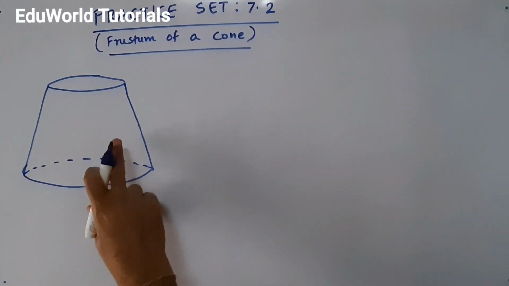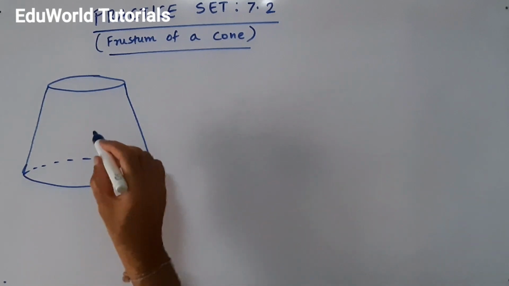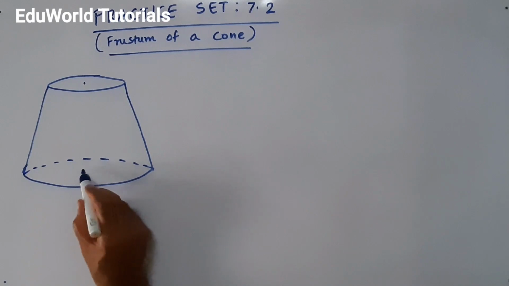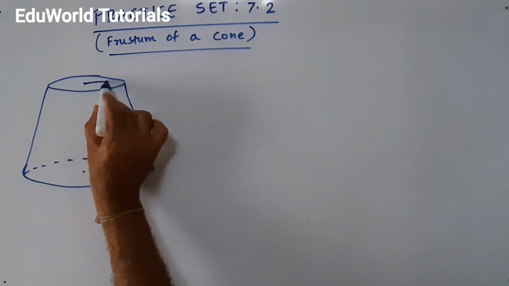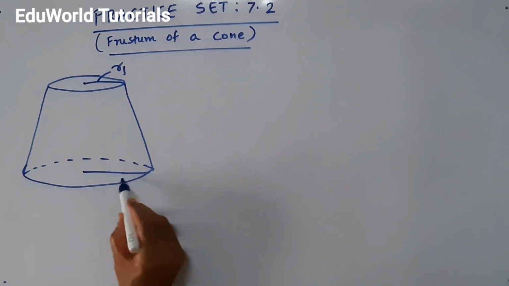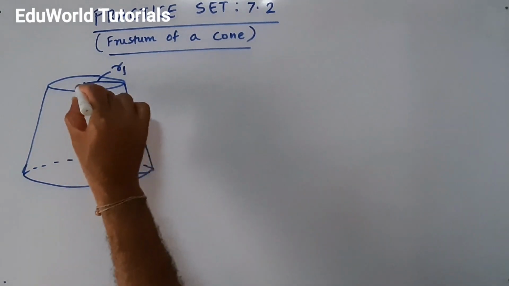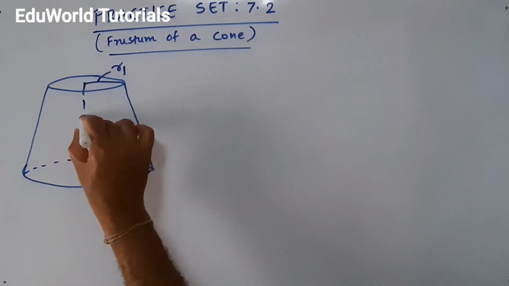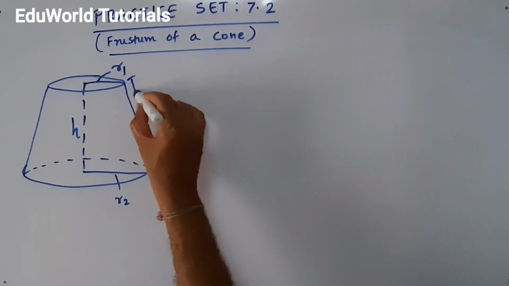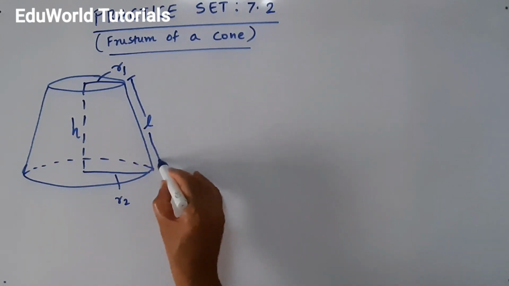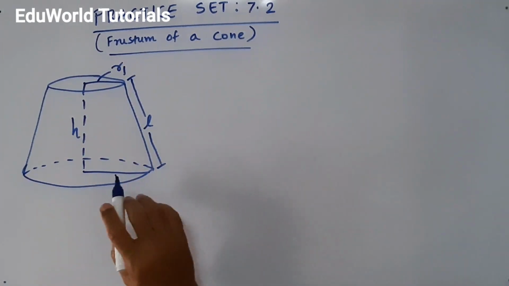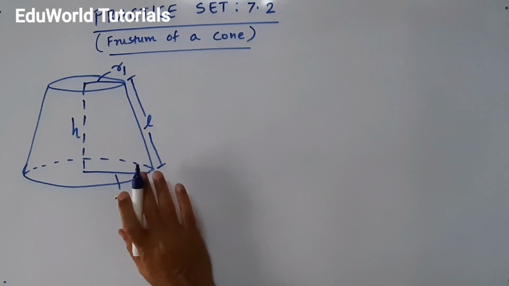So this is the frustum of a cone. We know the various dimensions of the frustum of the cone. The upper circular surface, the lower circular surface. This is the radius R1. This is the radius R2. The distance between the two centers is called the perpendicular height of the frustum, denoted by H, and this is the slant height, in this sloping direction. These are the four dimensions of the frustum we should know.